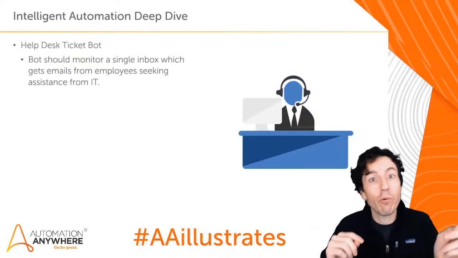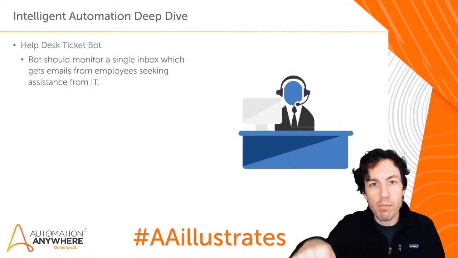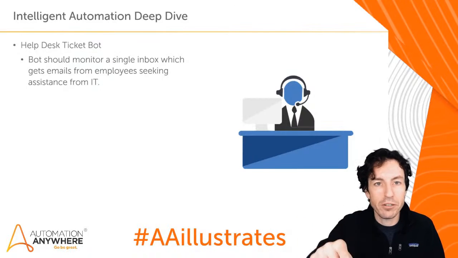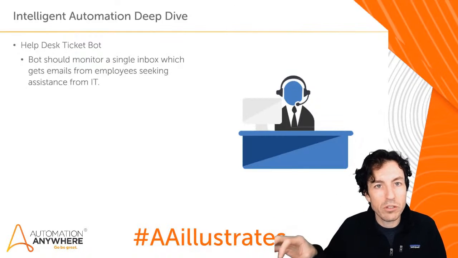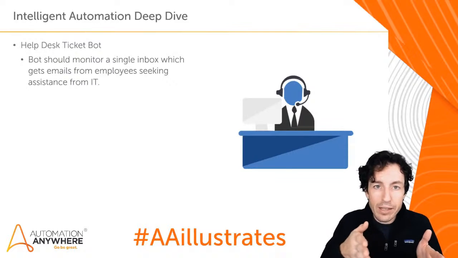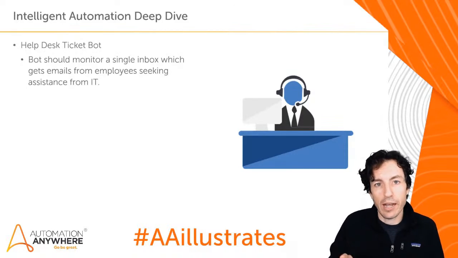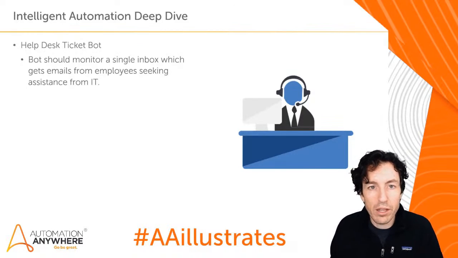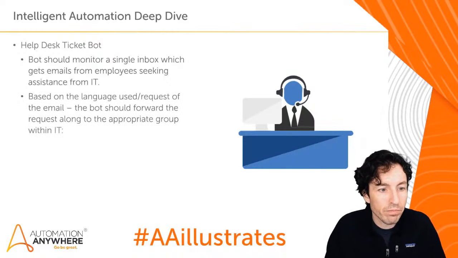So that might be to the networking group because you need help with your Wi-Fi, or it might be to the desktop hardware team because your monitor's not working, or it might be to the desktop software team because you need something installed, right? So they're doing that sorting and making sure that it gets to the right groups and the right teams and the right individuals based on the text of the email that you send, right? So we're going to try and create a bot that can do that exact same thing.